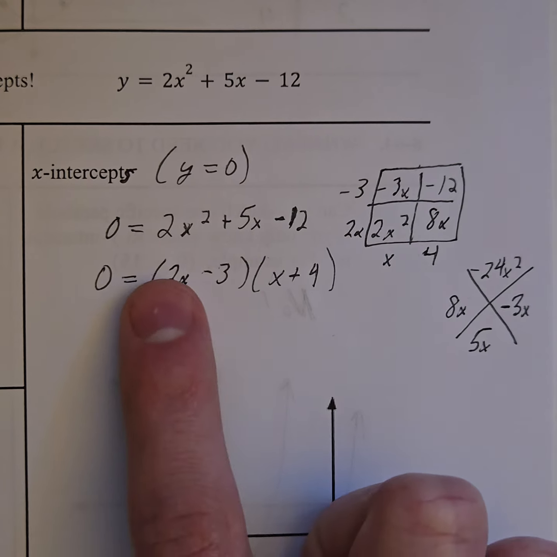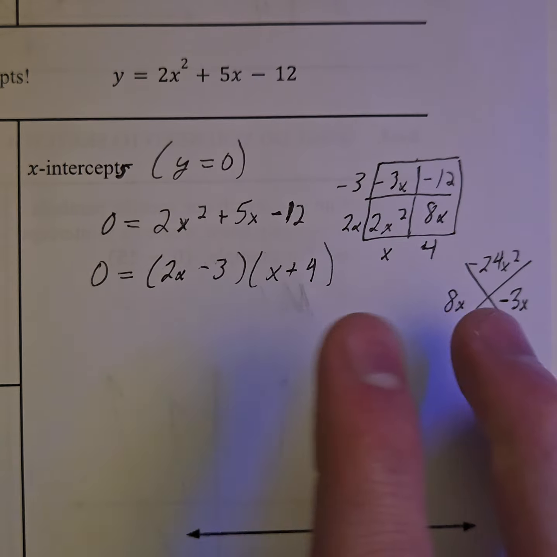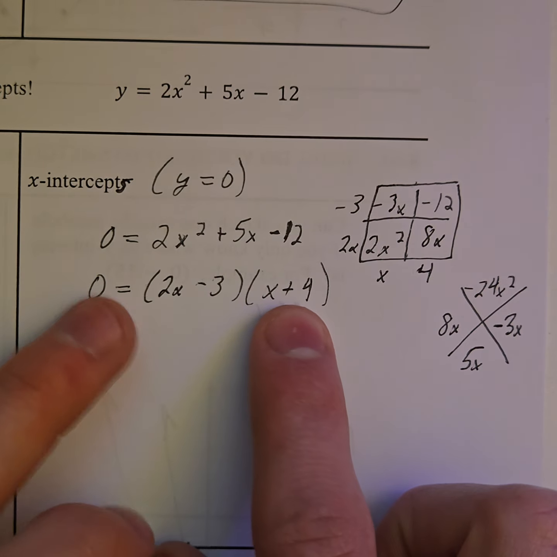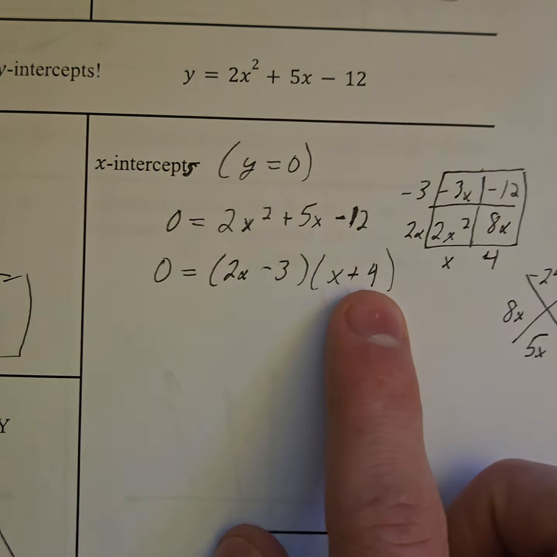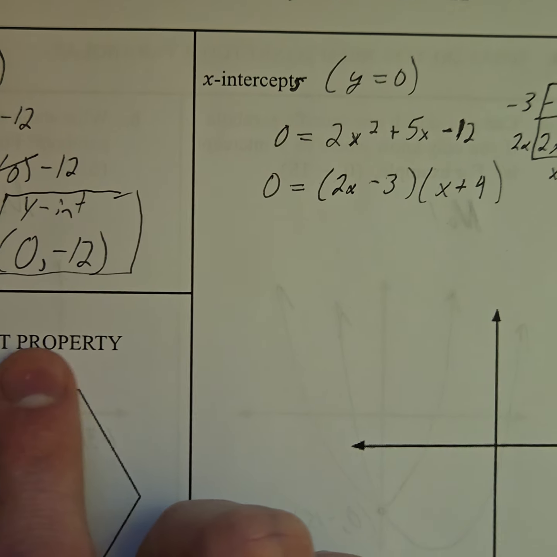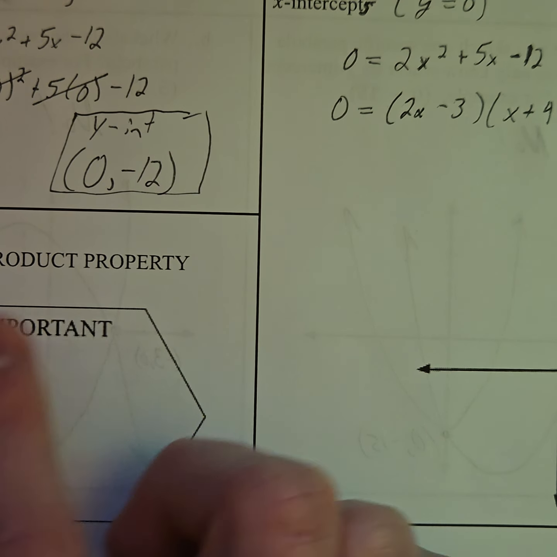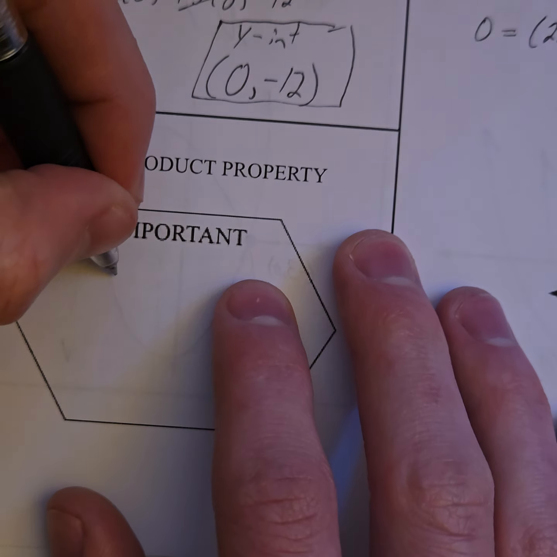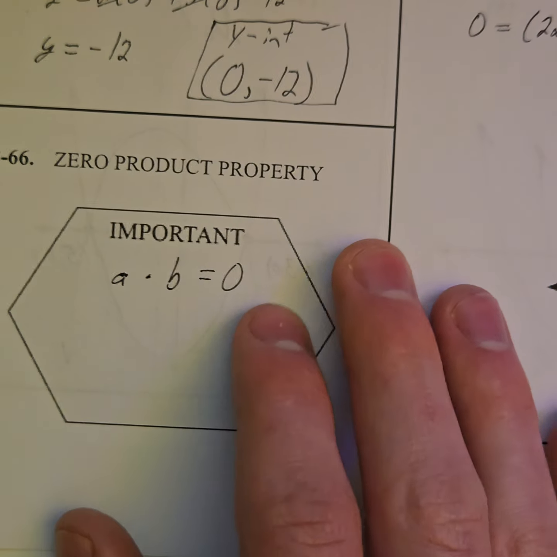All right, so now we need to solve this. Now this is where it gets a little bit tricky. We have two things that are multiplied together that equal 0. This is where we have to talk about what's called the zero product property. I want you guys to write down a little equation here: A times B equals 0.